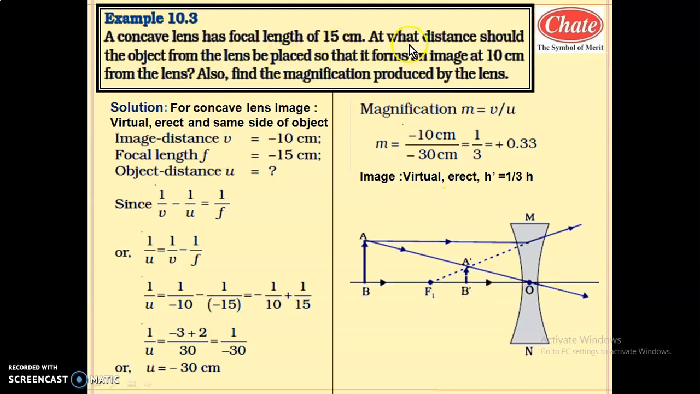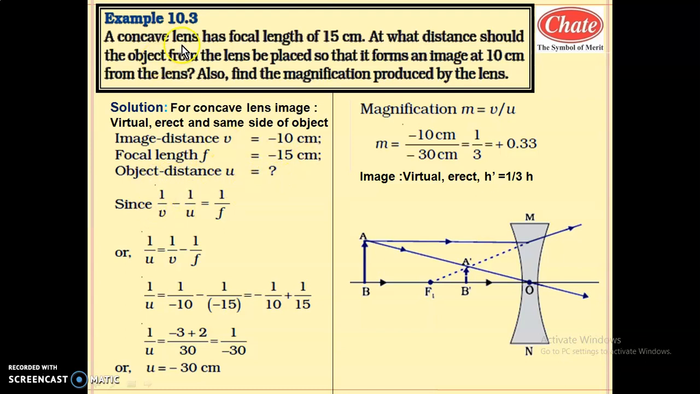Now here I already said to you that here is a concave lens. So the image is virtual, erect and on the same side of the object. Means image distance, that is v equal to minus 10 centimeter. For the concave lens, the focal length is minus 15 centimeter. We have to find the u, that is the object distance.